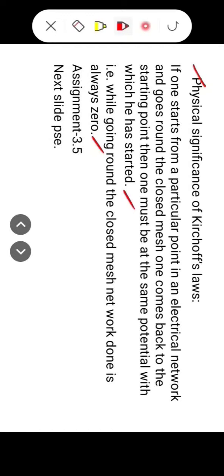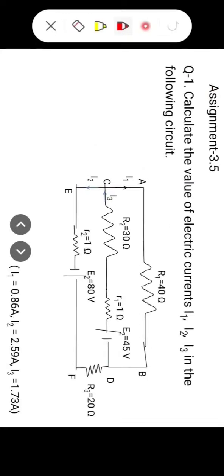Now assignment 3.5. Next slide please. Assignment 3.5, question number 1. Calculate the value of electric currents I1, I2, I3 in the following circuit. So look at the circuit. I1 is leaving point C, I2 is leaving point C, and I3 is entering point C, and the rest of the circuit is there before you.